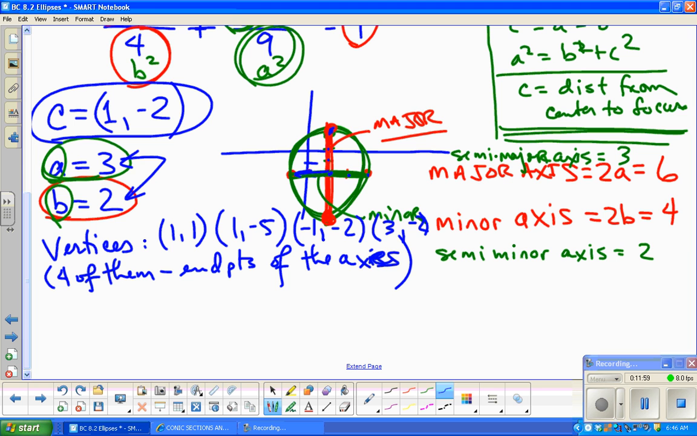Okay, so vertices. Then the last little bit is foci. Okay, so focuses.